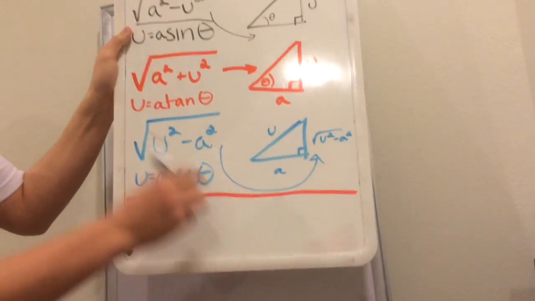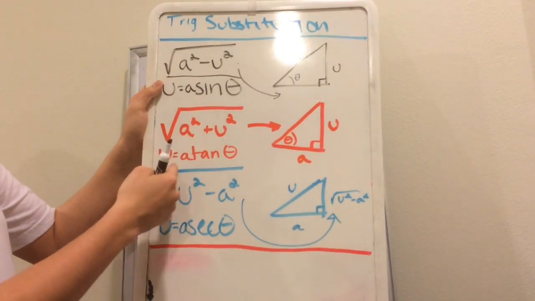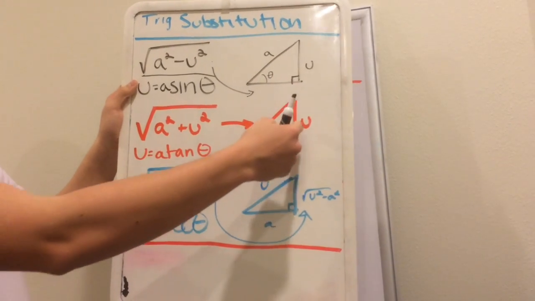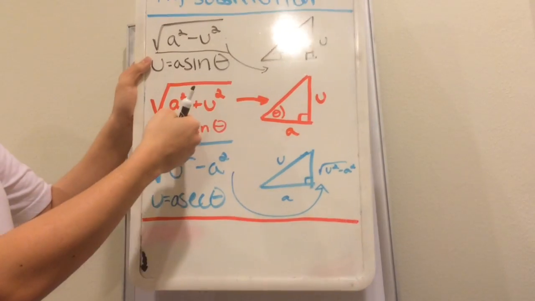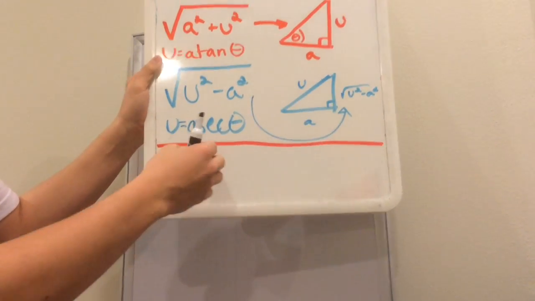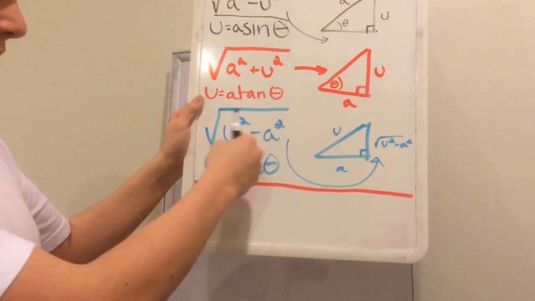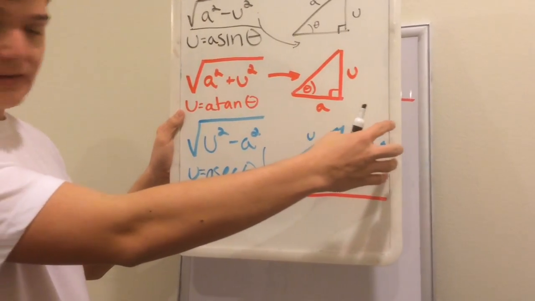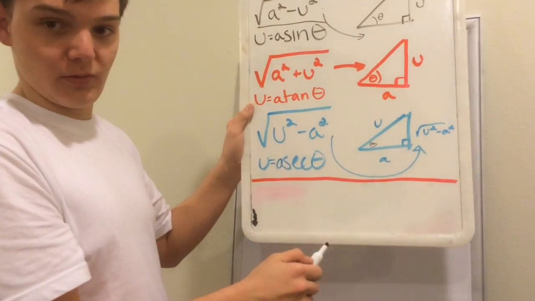And repeat that with the square root of a squared plus u squared. In that case, you're going to use u equals a tangent of theta, and again, u, a, and your missing term is satisfied using the Pythagorean theorem. And lastly, you're going to use secant theta for the term u squared minus a squared, satisfying your opposite side length in this triangle, with theta being the closest angle there.